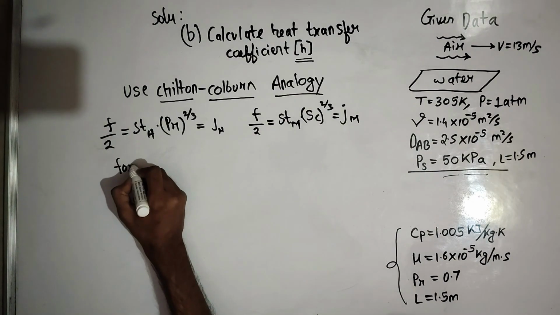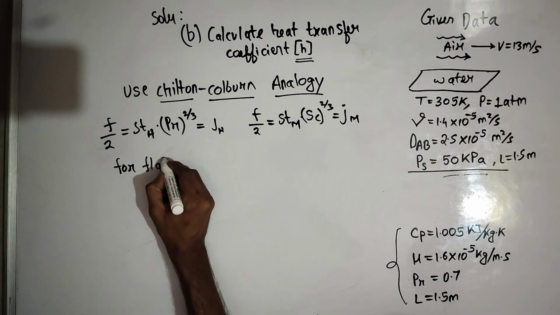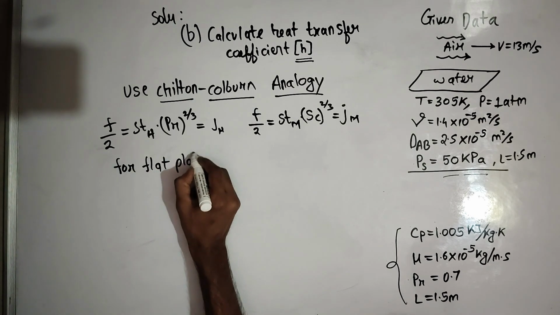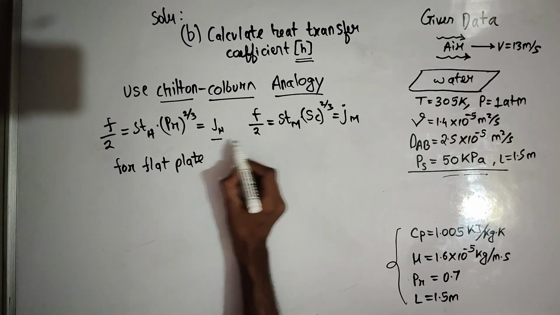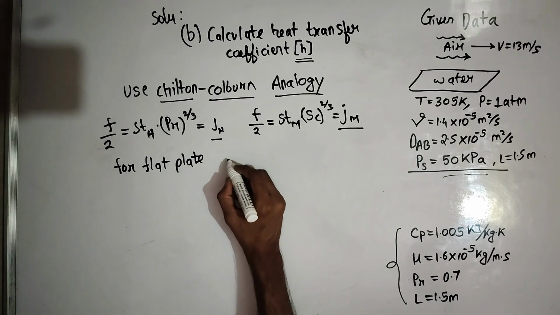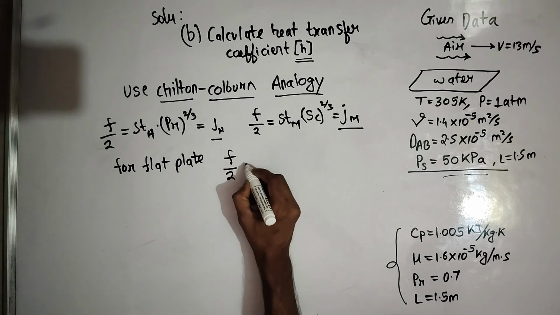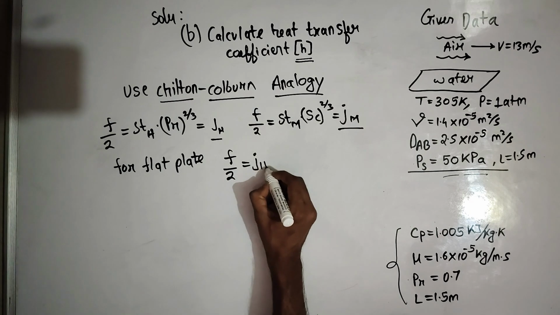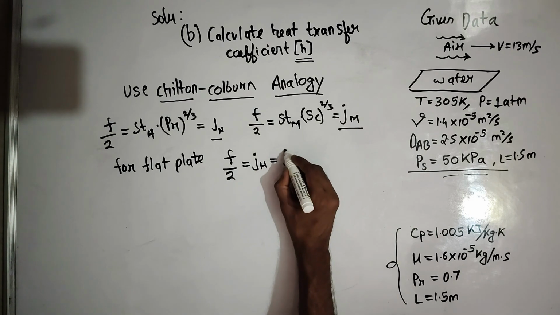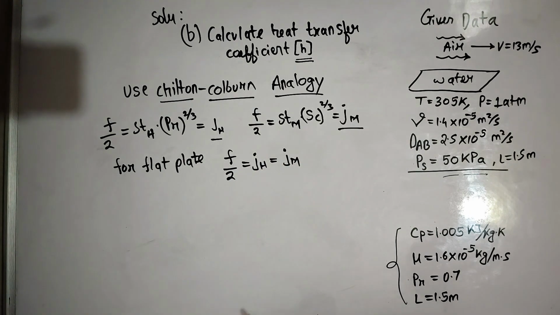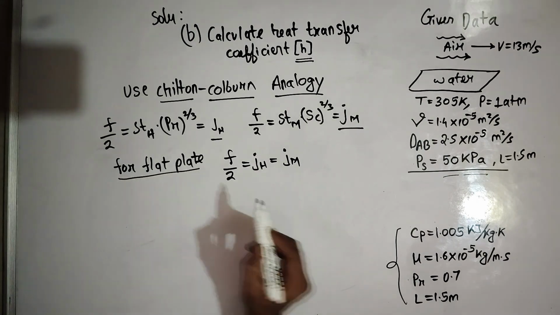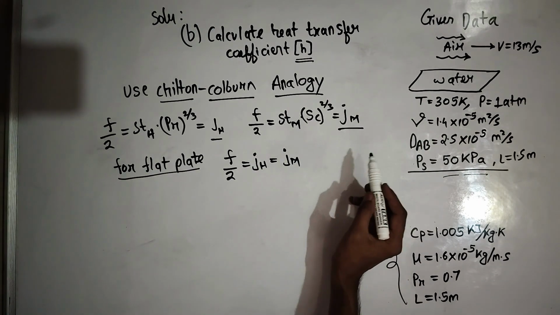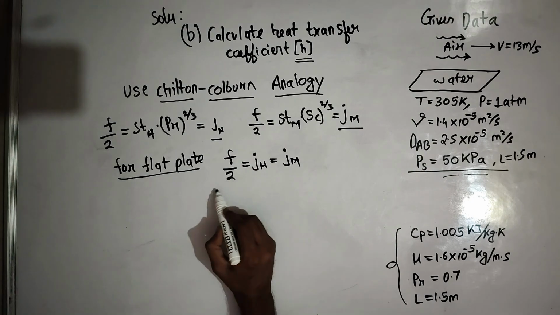For flat plate, these J factors are equal, so St by 2 equals JH equals JM. This condition is valid for flat plate. So in our question we have provided flat plate, so we will use this relation.